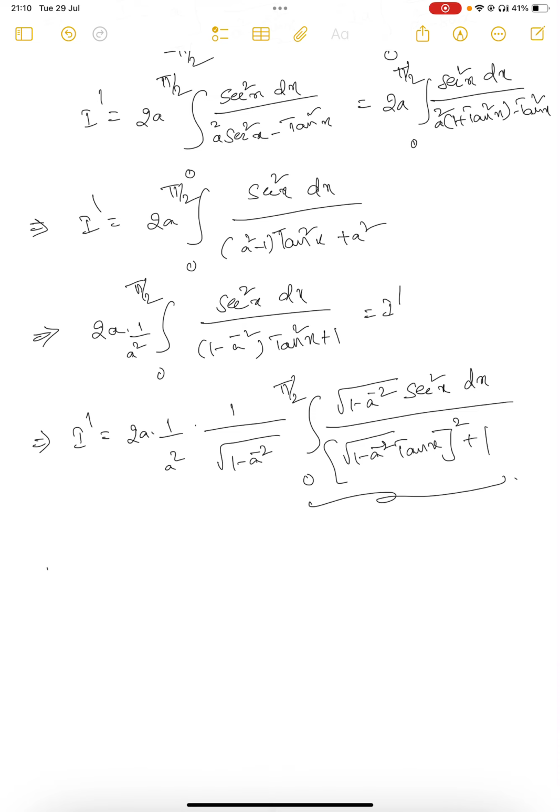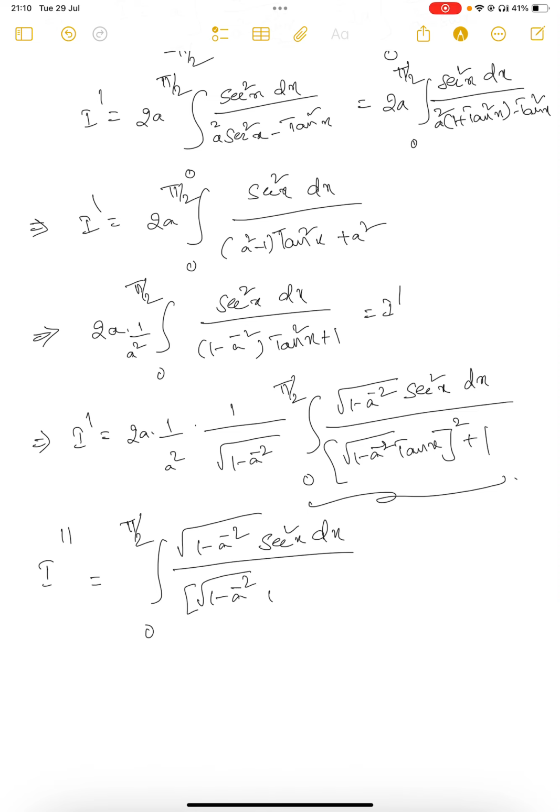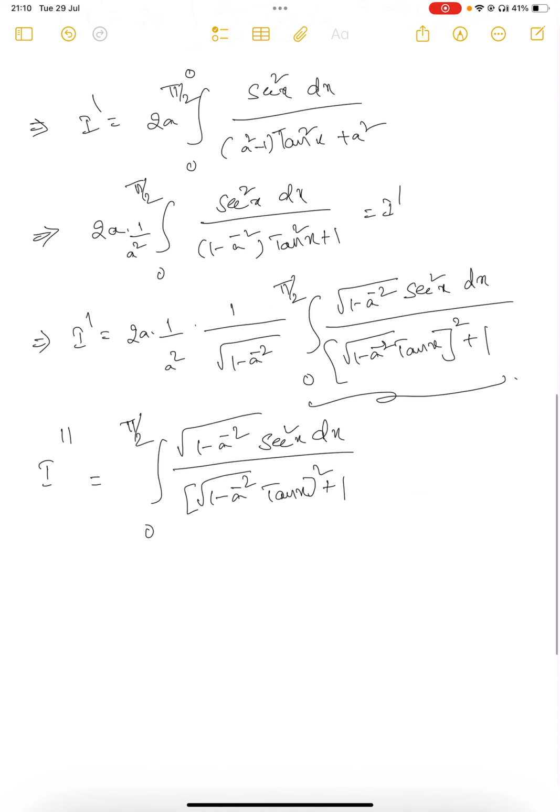Let us make this as I double prime. I double prime equal to integral 0 to pi by 2 root of 1 minus a power minus 2 secant square x dx by root of 1 minus a power minus 2 tan x whole square plus 1, right? Then how will you proceed this?